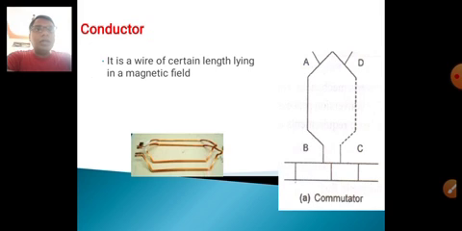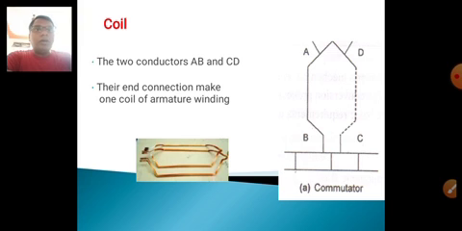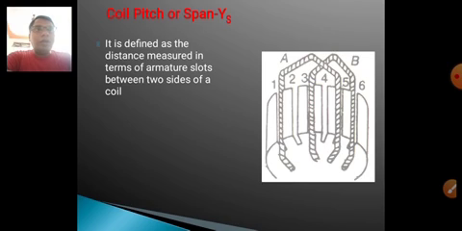Here a conductor is a length of wire, known as the conductor. The two sides of a coil, AB and CD, are conductor sides. Two sides of a coil conductor are known as a coil. Conductors and coils.